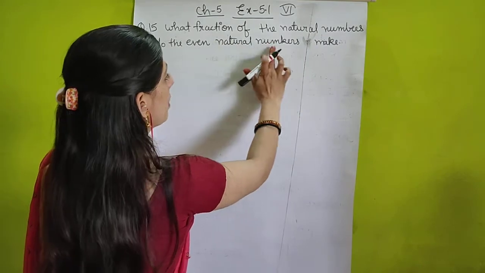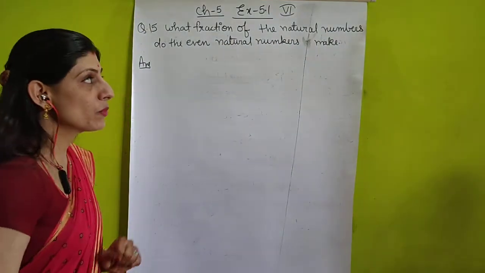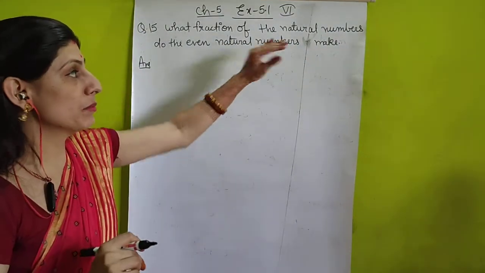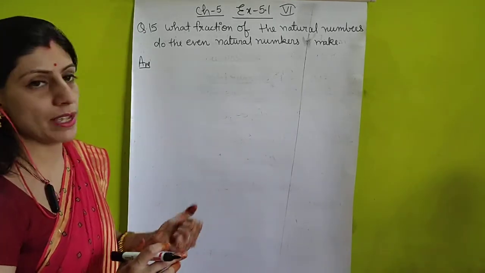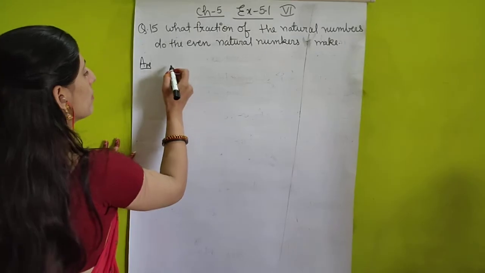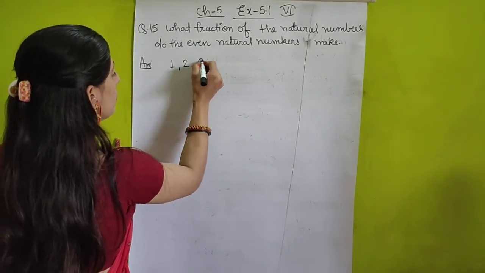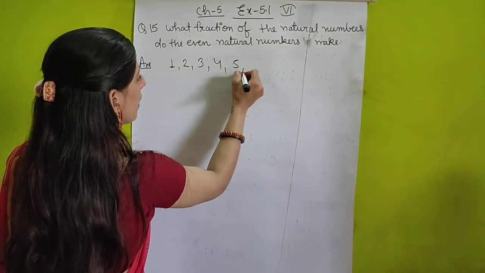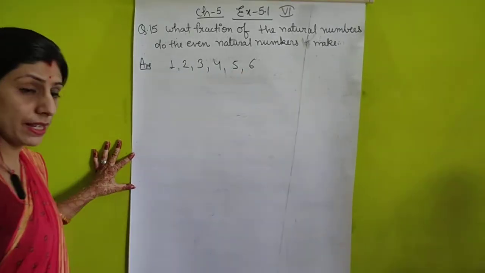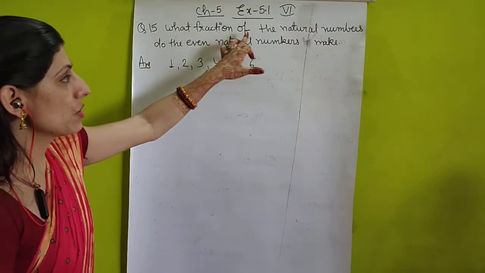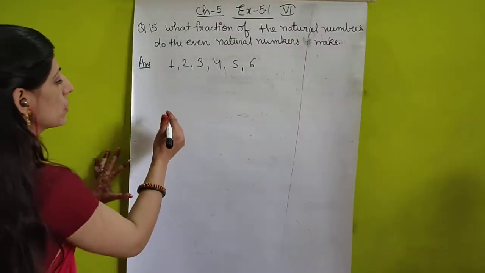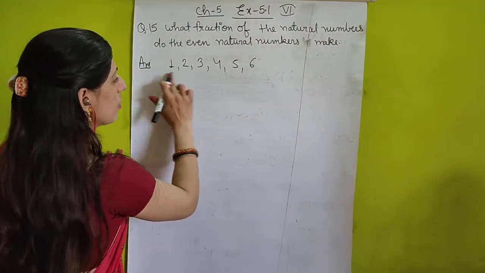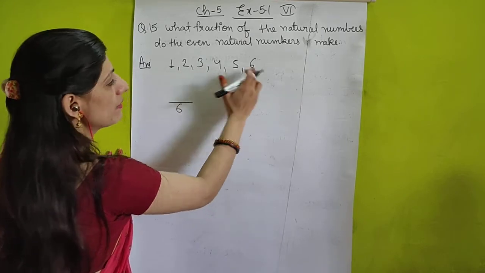the even natural numbers make? So here students, you know there are infinite natural numbers, so we are not able to write all, but here we can take an example. Natural numbers start with 1, 2, 3, 4, 5 and 6. I have taken till 6 here. So what fraction of the natural numbers? Here total number of natural numbers are 6 only: 1, 2, 3, 4, 5, 6.